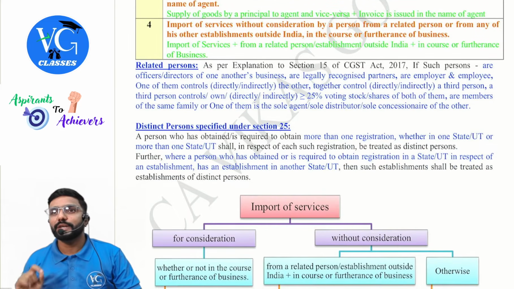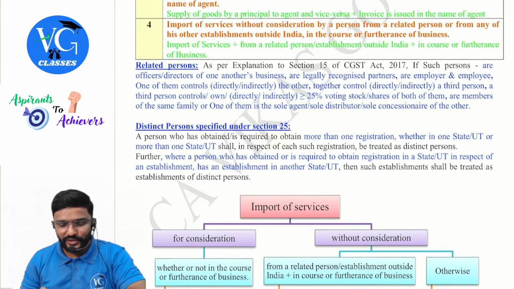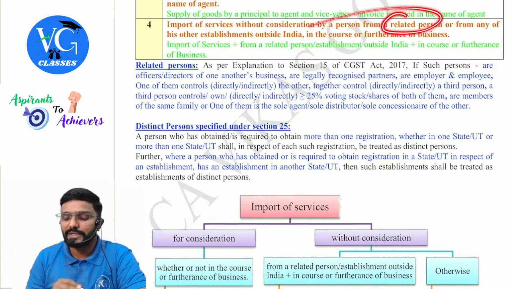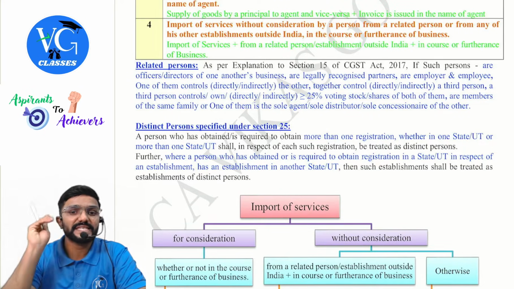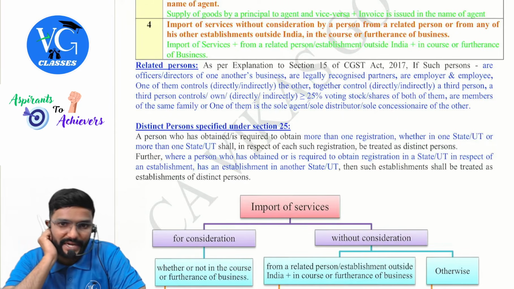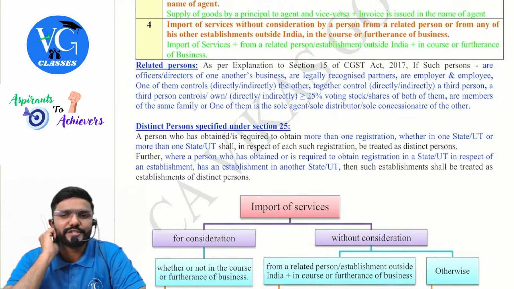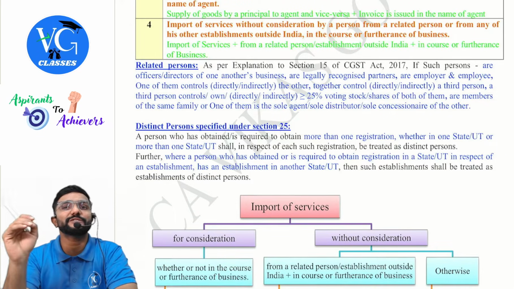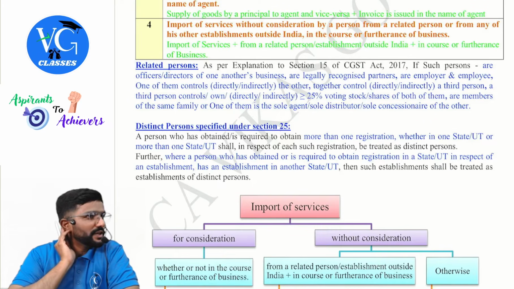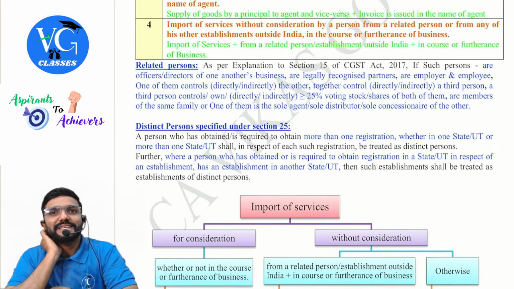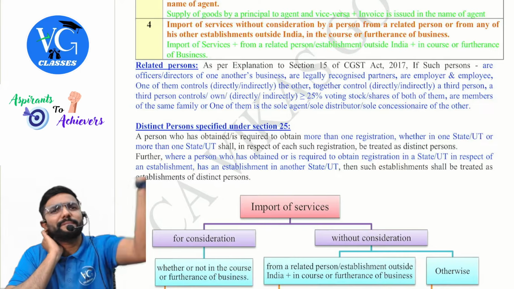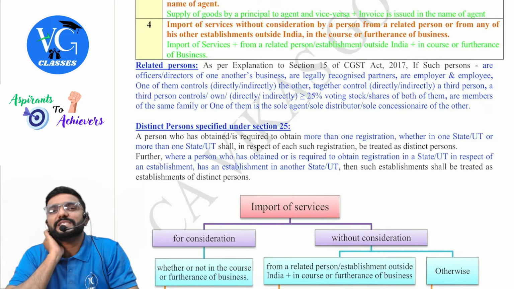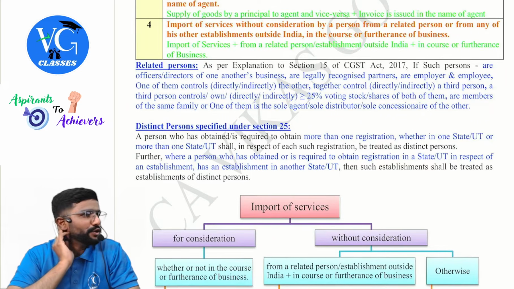Fourth one. Import of services without consideration by a person. From whom am I importing? From a related person or from any establishment outside India in the course or furtherance of business. In the course or furtherance of business, guys. Sir, what if it's for personal purpose? Not a supply. For example, assume guys, I imported services from my brother outside India without consideration, but for my personal purpose. Is it a supply? No.